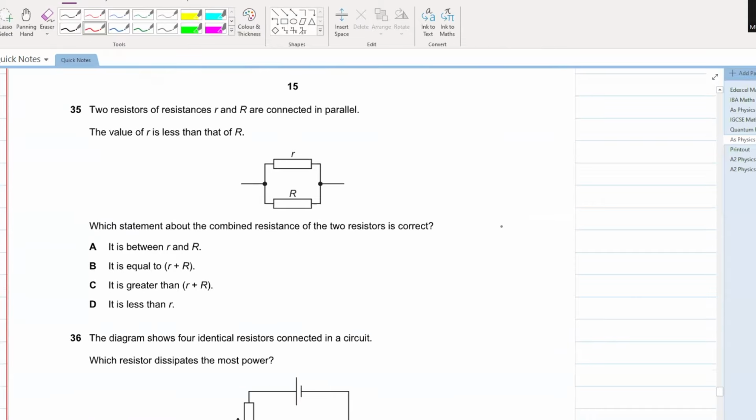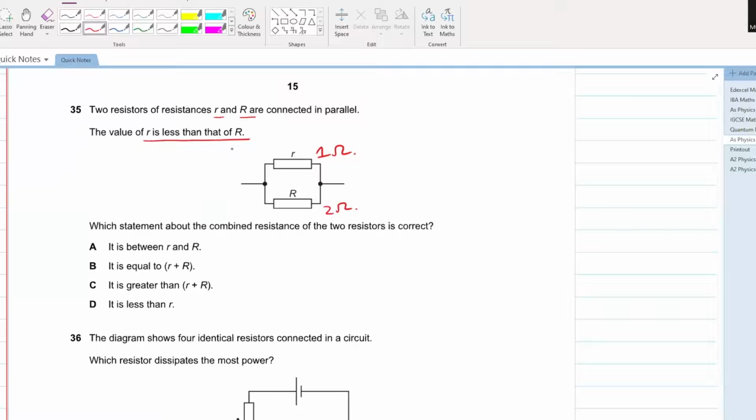Two resistors of resistances small r and capital R are connected in parallel. The value of small r is less than that of R. Whenever you have such type of questions, it is better if you state numerical terms. Let's say this resistor is of 2 ohms, this resistor is of 1 ohm, because the value of small r is less than that of R. Simple numerical terms, no need to write overstated numerical terms.